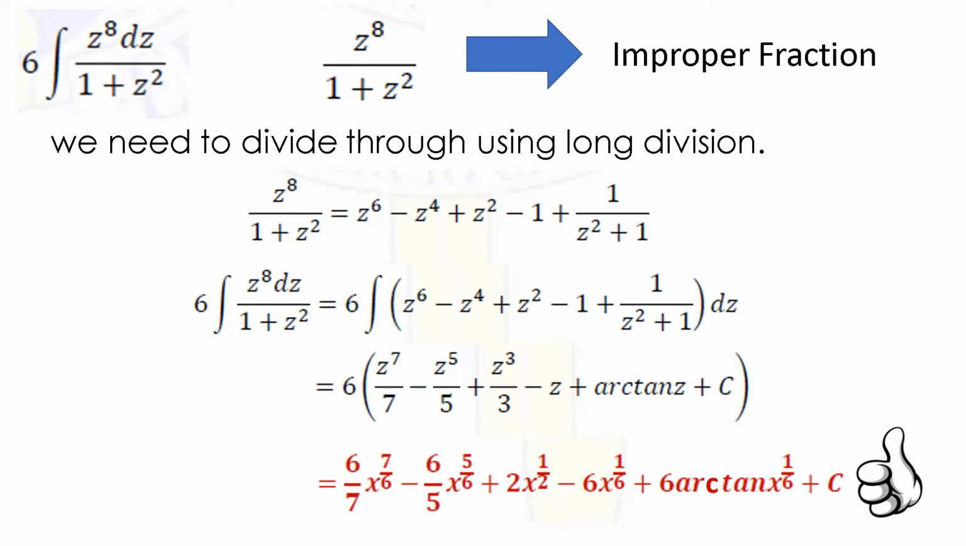over 7 x raised to 7 over 6 minus 6 over 5 times x raised to 5 over 6 plus 2 times x raised to 1 half minus 6 times x raised to 1 over 6 plus 6 times the arc tangent of x raised to 1 over 6 plus c.